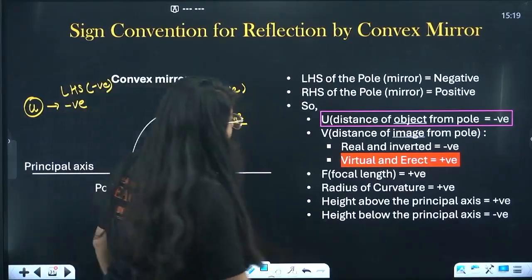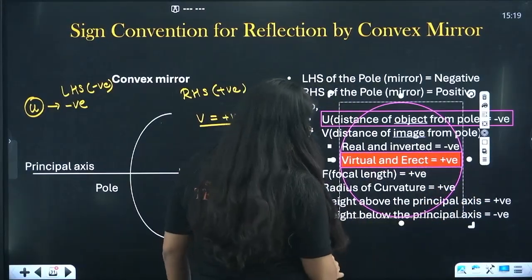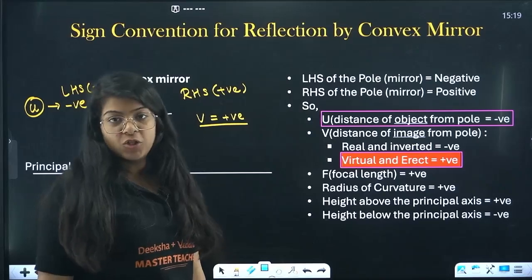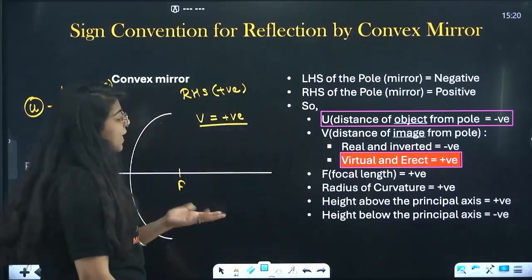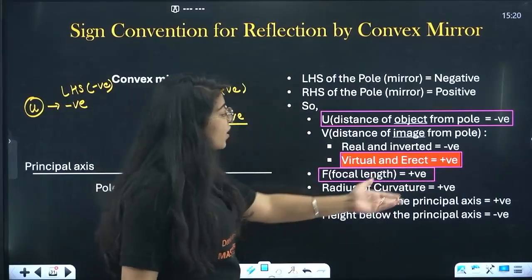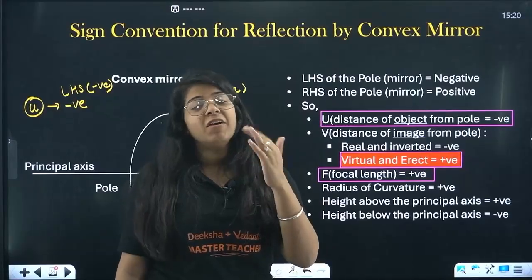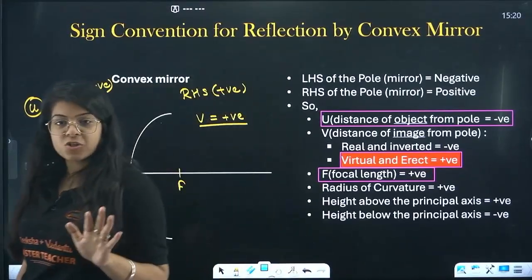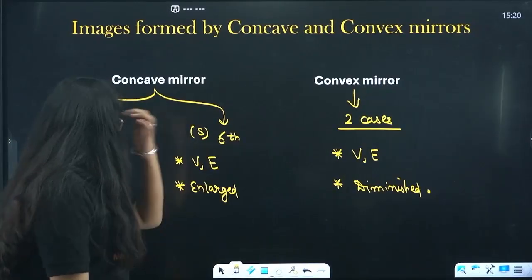Okay, so here the image distance will be positive. That is your virtual and erect nature of image. Done? Next beta, we have focal length. It is on right hand side. So focal length is simply positive, right? Radius of curvature, again positive. Height above the principal axis, positive. Below the principal axis, negative. Done? Understood? From this beta, we are done with mirrors, and let's just add on to it.